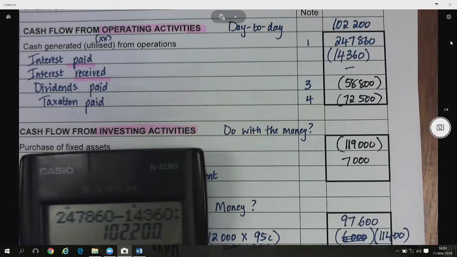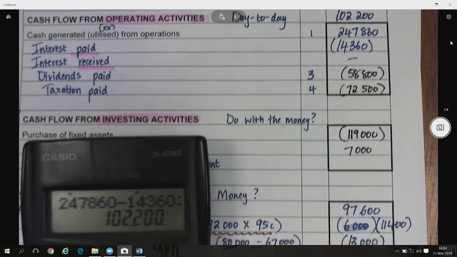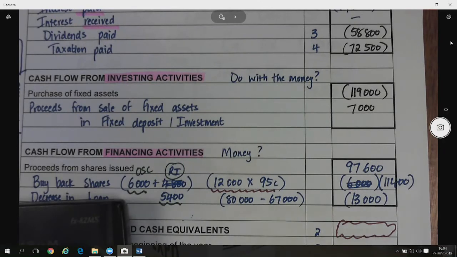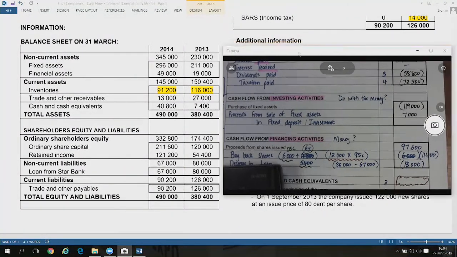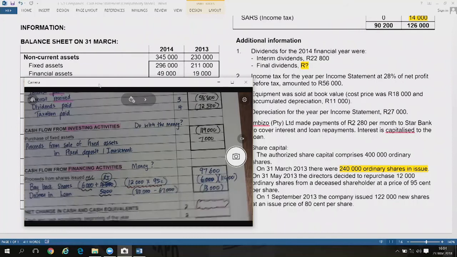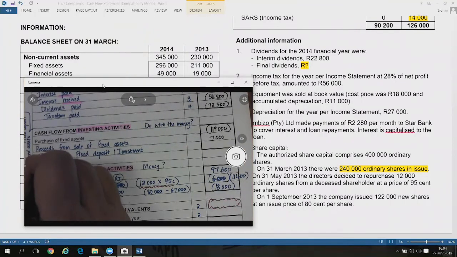102,200. Let's go to the middle part. We must quickly look at the investment. There's your investment, your financial assets. There was an increase in the fixed deposit.